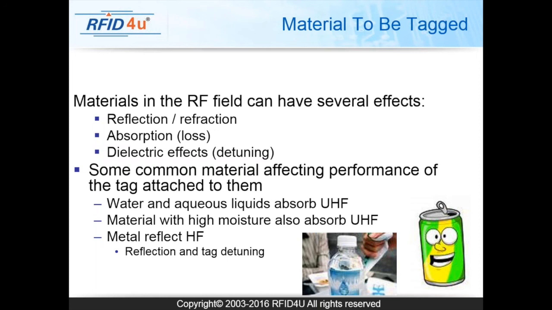And material with high moisture also absorbs UHF. Walmart found out that when they left cardboard boxes sitting out on the deck in their warehouses in Houston, which is a very humid area, after a while the cardboard absorbed enough moisture out of the air that it detuned the tags so that they couldn't read the tags anymore. And metal also reflects HF and UHF, which will cause detuning of the tag as well.